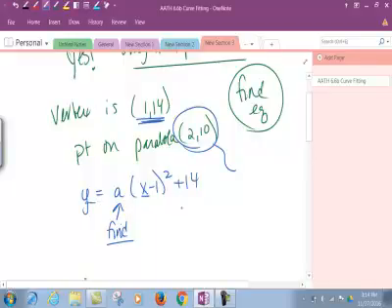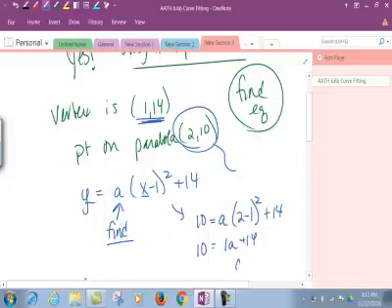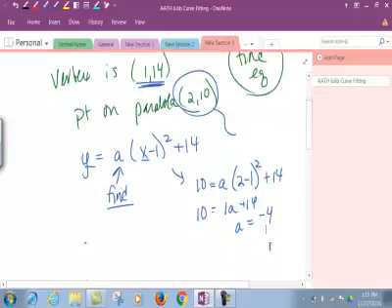So I'm going to rewrite this. I'm going to put 10 in for y, a stays a, I'm going to put 2 in for x, and then solve for a. So I get 10 equals a times (2 minus 1) squared, which is 1a, plus 14, so a equals -4. So the vertex form of my parabola is y equals -4(x minus 1) squared plus 14.